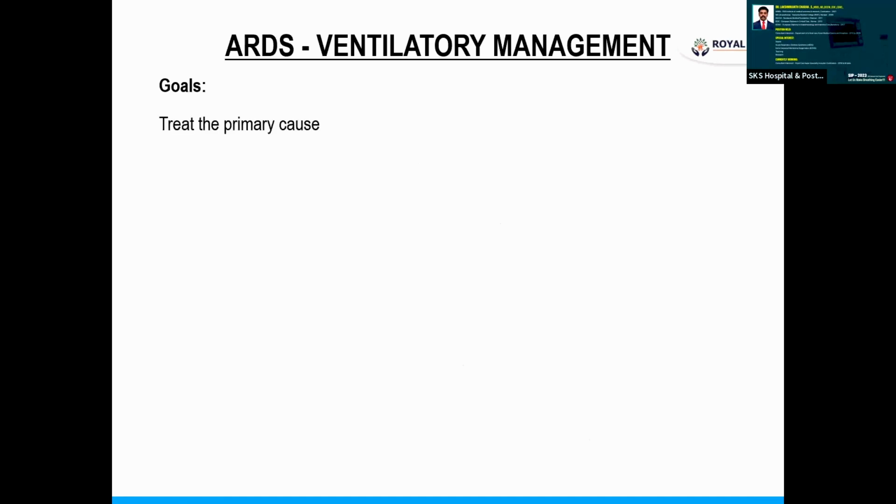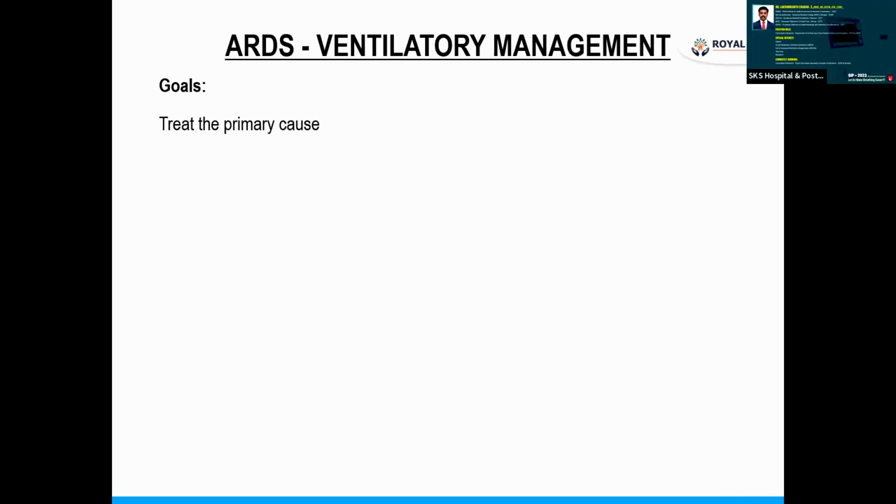The first most important goal is to treat the primary cause, because ARDS per se is not a disease, it is a syndrome. It is caused by a disease or a condition in the lung or outside the lung. That primary cause is what is creating this syndrome. So however you ventilate the patient, it is only going to buy you more time for that inflammatory cascade or syndrome to settle down. It will settle down only when the primary cause, whether it is pneumonia, a lung contusion, pancreatitis, or sepsis in some other part of the body, whatever it is, has been treated.